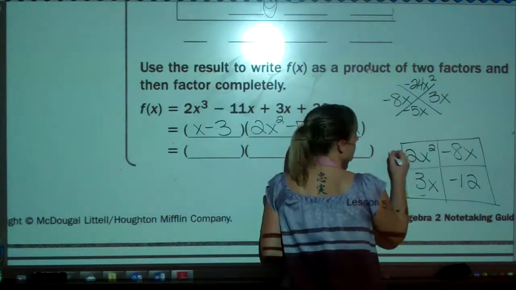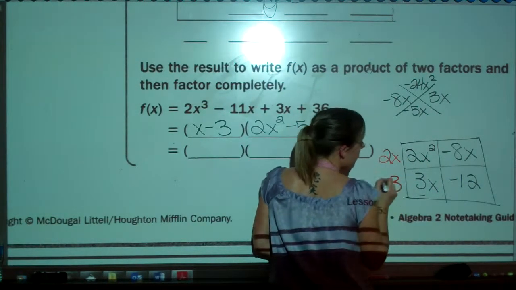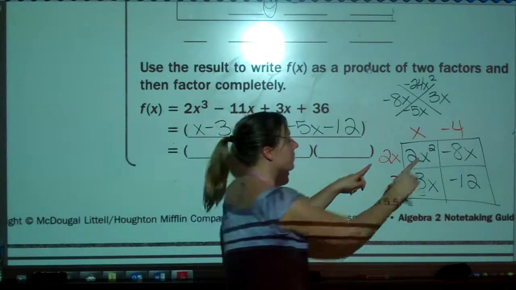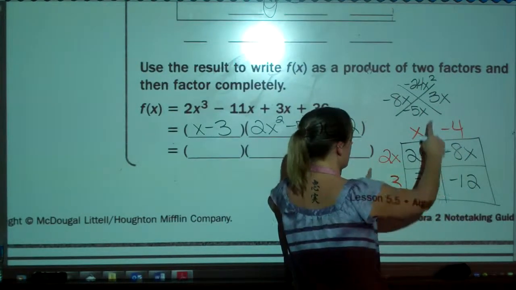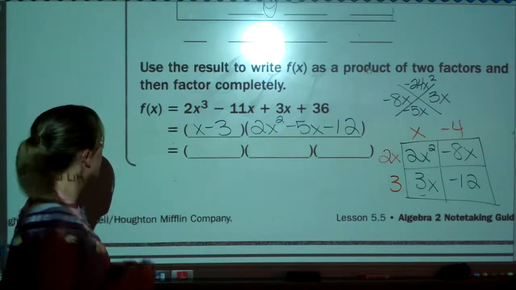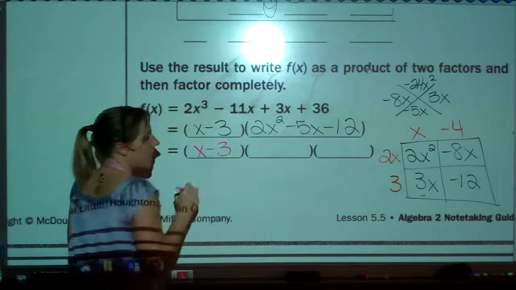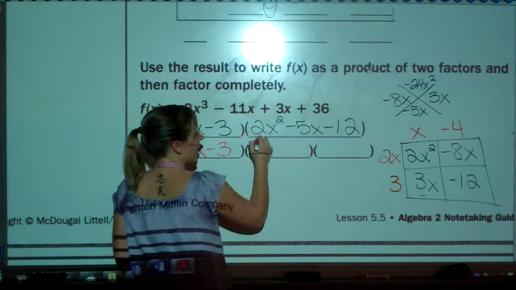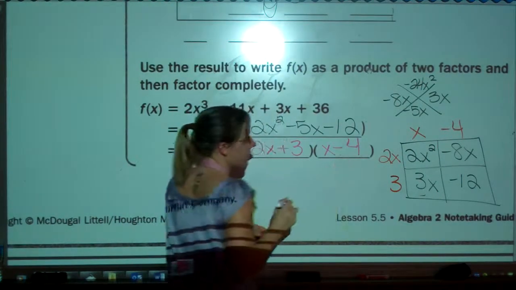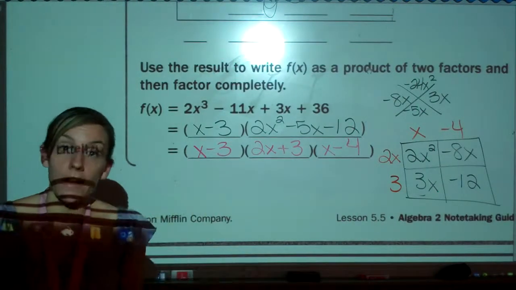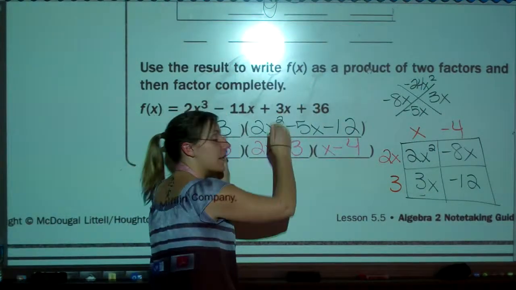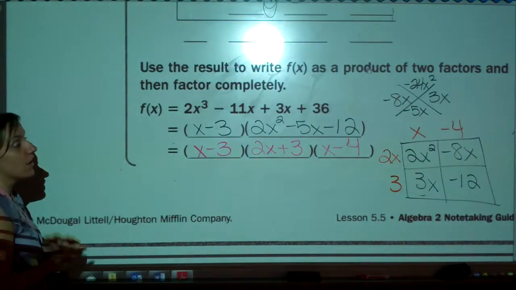So the GCF here is 2x. GCF here is 3. Pardon me, GCF there is x. GCF here is a negative 4, and you always want to double check. That makes sense, that makes sense, that makes sense, and that makes sense. So, the final answer is x minus 3, and then the two binomials we just got out. 2x plus 3 and x minus 4. Okay, so again, it rolls right back around to factoring. So we divided, we used synthetic division to get this, but then again, it still goes back into factoring so that we can get that out.